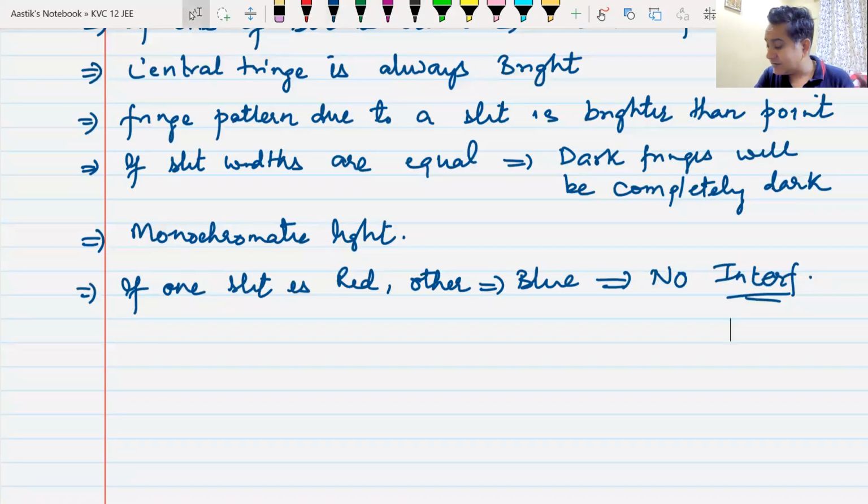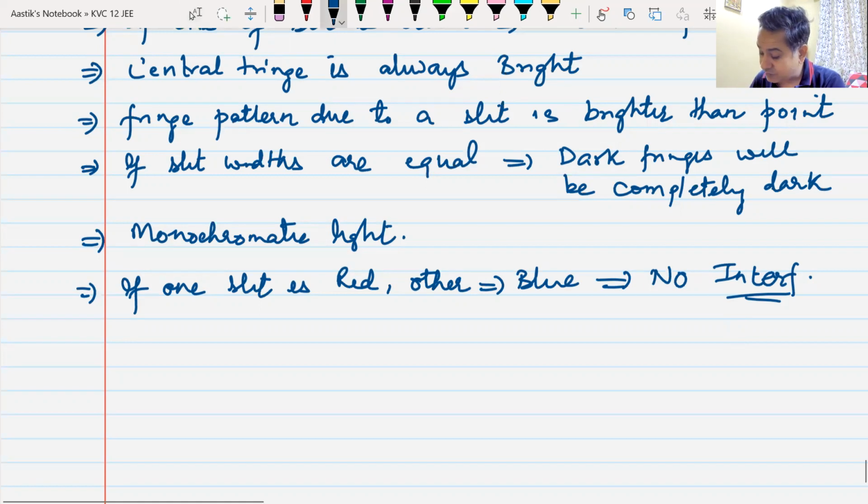If one slit is red and the other slit is blue, no interference would be observed. What happens if I illuminate it by white light? White light consists of 7 different colors. What will happen? No interference.